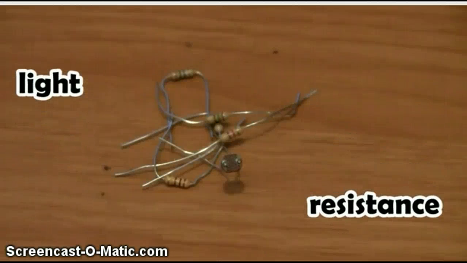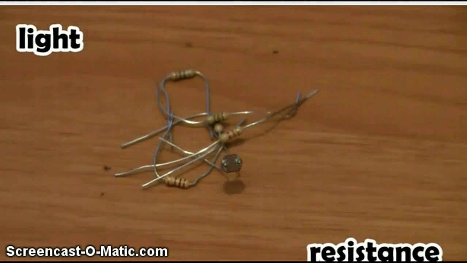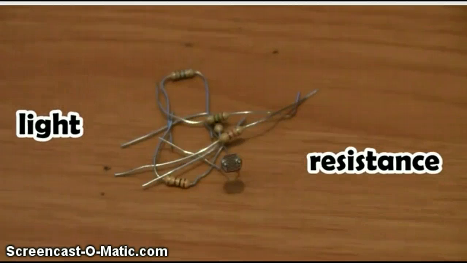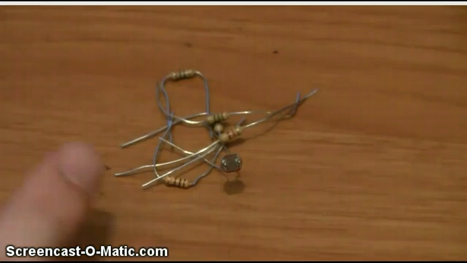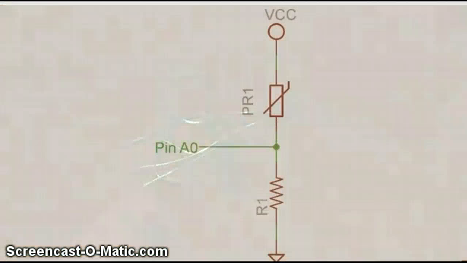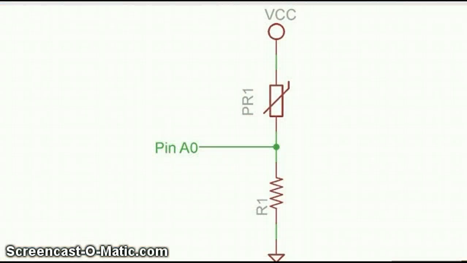Photoresistors decrease their resistance as the ambient light in the room increases. As I decrease the light in the room, the resistance will increase. So if we hook this up in a voltage divider circuit with a fixed resistor, we can essentially feed into the Arduino a voltage that varies with light in the room. So let's hook that up using this schematic.